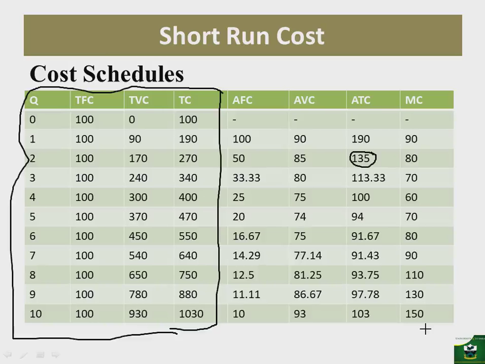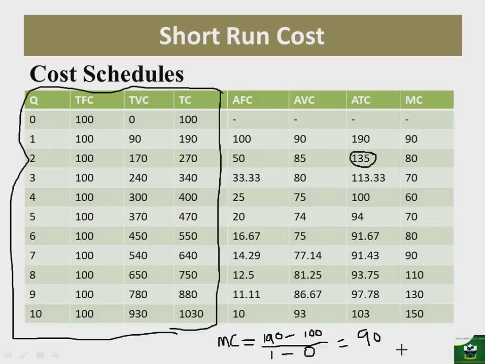For example, at the output level of 1, our total cost is 190. This means our marginal cost will be equal to 190, which is total cost 2, minus 100, which is total cost 1, divided by the output of 1, which is Q2, minus 0, which is Q1. And if we solve this, we'll end up having 90. So our marginal cost at the first unit of output is 90.